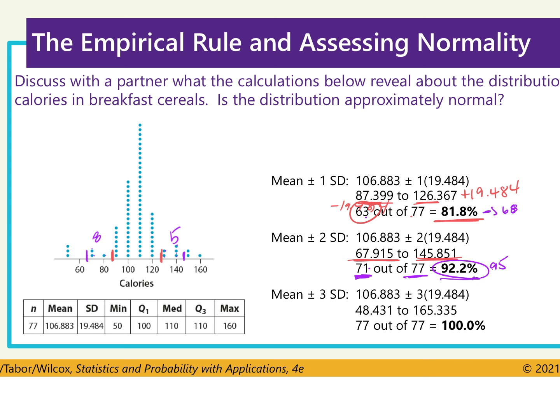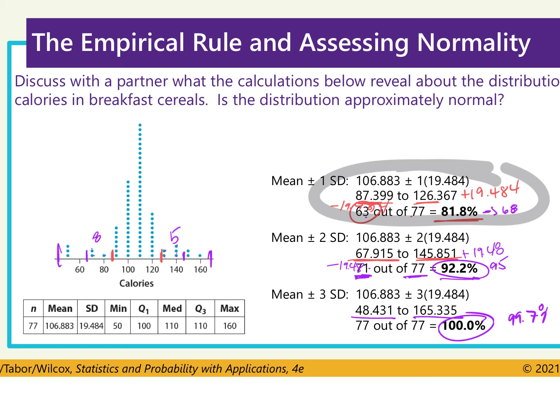And then for 3 standard deviations of the mean, again, I would just add 19.48 to this number and subtract 19.48 from the smaller number. We get 48.43 and 165, and that ends up being all of the data. So 100% of the data is within 3 standard deviations of the mean, which is pretty close to 99.7. But because we are pretty far off here, we cannot call this normal, because there's too much data within 1 standard deviation of the mean.